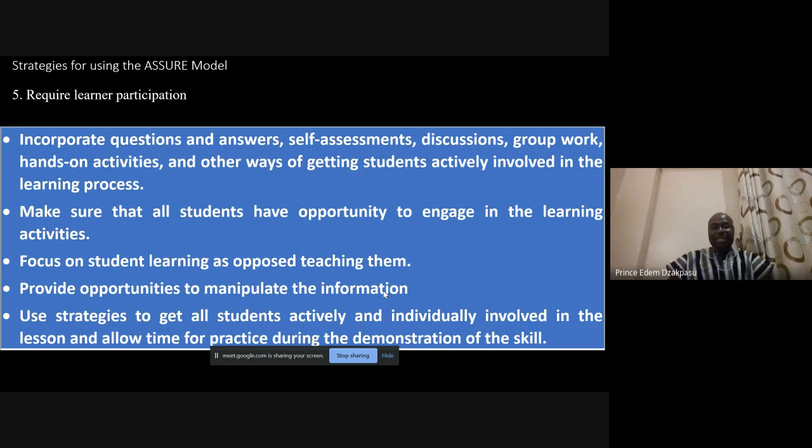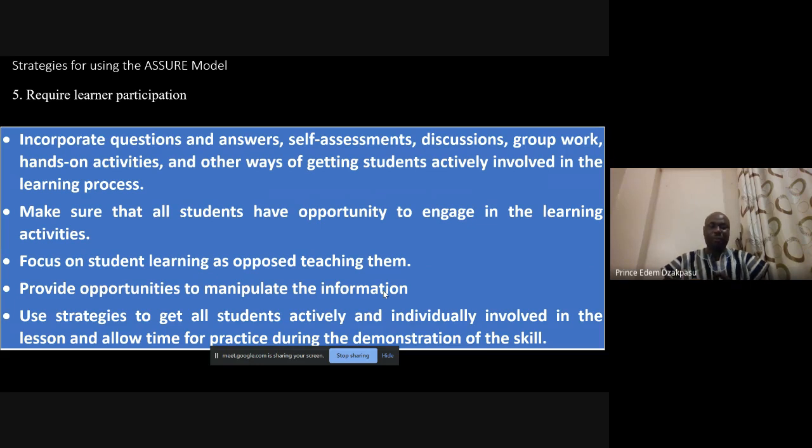Then, having selected your media, you should require learner participation. We should incorporate questions and answers, self-assessments, discussions, group work, hands-on activities, and other ways of getting students actively involved in the learning process. You'd realize that in the previous lesson we had, I got to a point and I paused and requested that we have a discussion amongst ourselves, and then we express our thoughts based on the discussions that we have had. That is my way, for example, of incorporating learner participation.